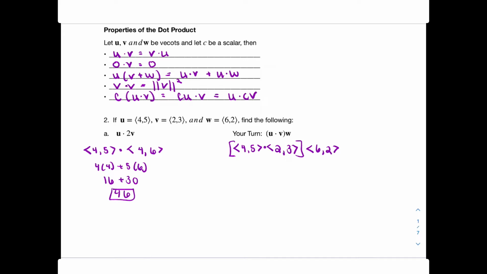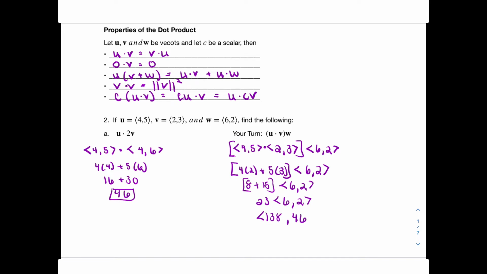Since u dot product v is inside parentheses, I'm going to start by doing my dot product. So that's going to be 4 times 2 plus 5 times 3. And then I'm going to simplify that dot product down. I get 23 times the vector 6, 2, so that's scalar multiplication. So I'm going to take 6 times 23 to get 138, and 46 as my second entry for the vector.